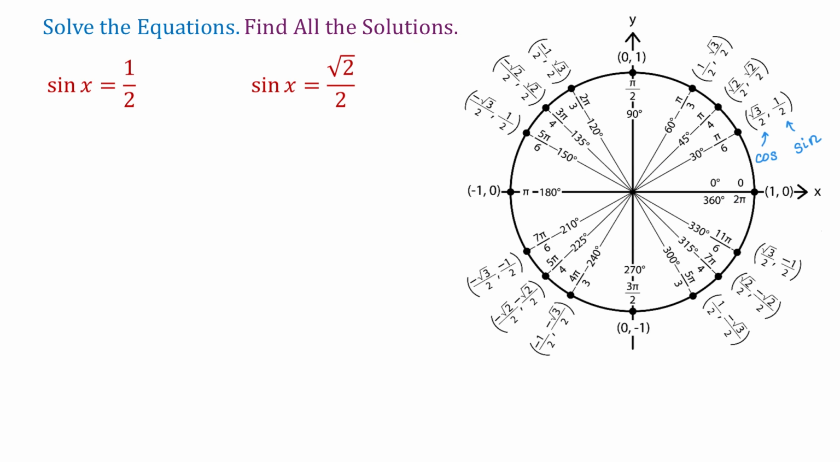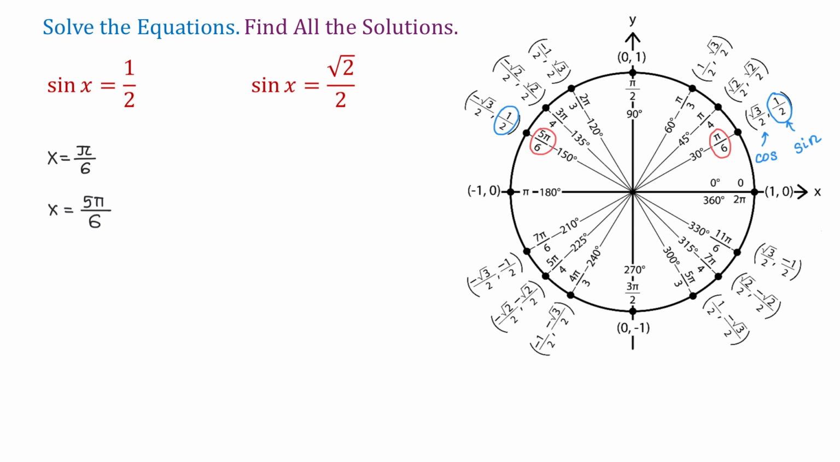And the first angle we see is pi over 6 because at pi over 6 sine is 1/2. Another angle where sine is 1/2 is 5 pi over 6. So far we see two solutions, and let's write them down. And the first one is x equals pi over 6. And the second one is x equals 5 pi over 6. Now let's see how we can find the rest of the solutions.